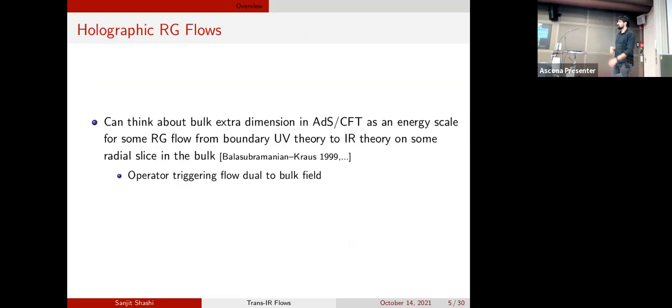So as a reminder, holographic RG flow is just a program by which I think about the bulk extra dimension in AdS/CFT as being some energy scale for some RG flow from the UV, which lives on the boundary, to the IR sitting somewhere in the bulk. And this RG flow is triggered by some operator that's dual to some bulk field.